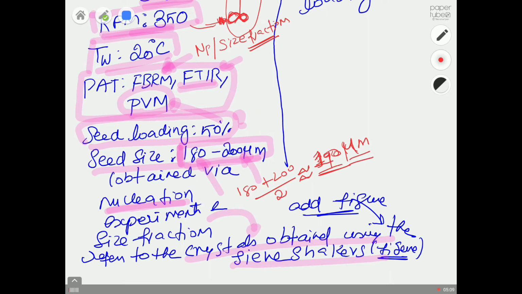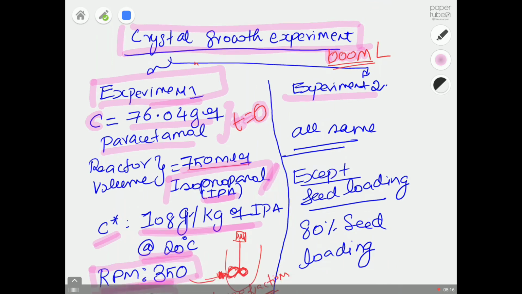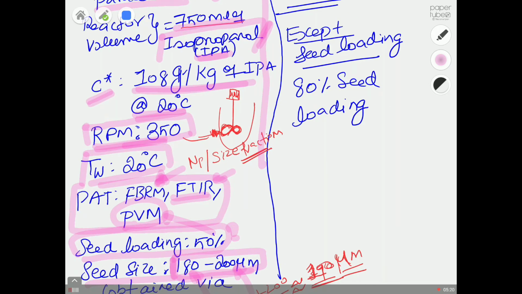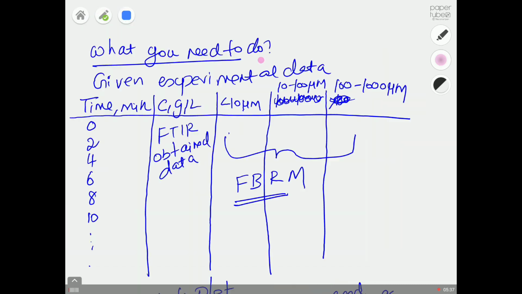And then if we go to the second experiment, so this is our first experiment, and then the second experiment, I maintained all the conditions, everything is the same, but the only difference is this time I used 80 percent seed loading. So that's the only difference between these two experiments. So these are your experimental conditions. Take a note of these things, and then let's go to the next one.